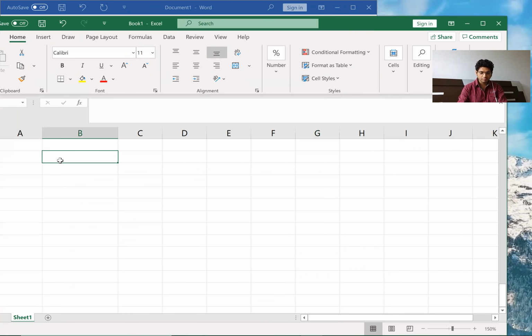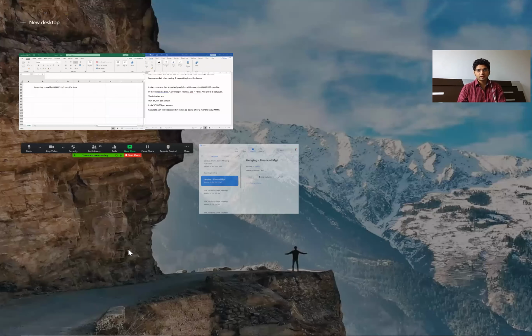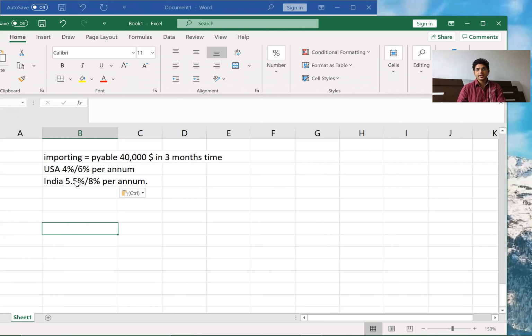So we have a payable sum. Since we are importing, we are payable $40,000 in 3 months time. Correct? Let us just copy down the rates also. The rates are USA 4%/6%, India 5.5%/8%.